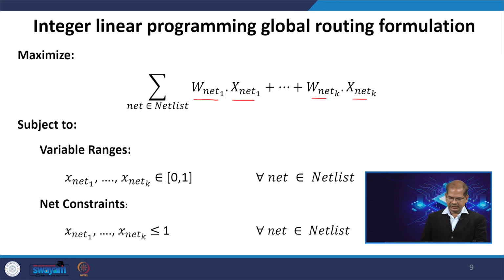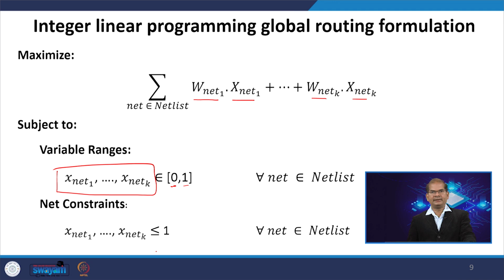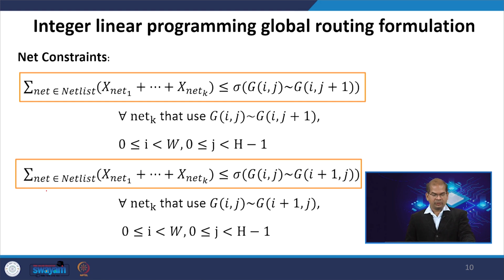Here you can see I have some variables. This xnet1 to xnet k will be 0 or 1. So the possible solution for each of the nets is either 0 or 1. There is another constraint: the maximum value for the nets should be 1. So this is the variable range and this is the net constraint. We have a net constraint for each of the grids.